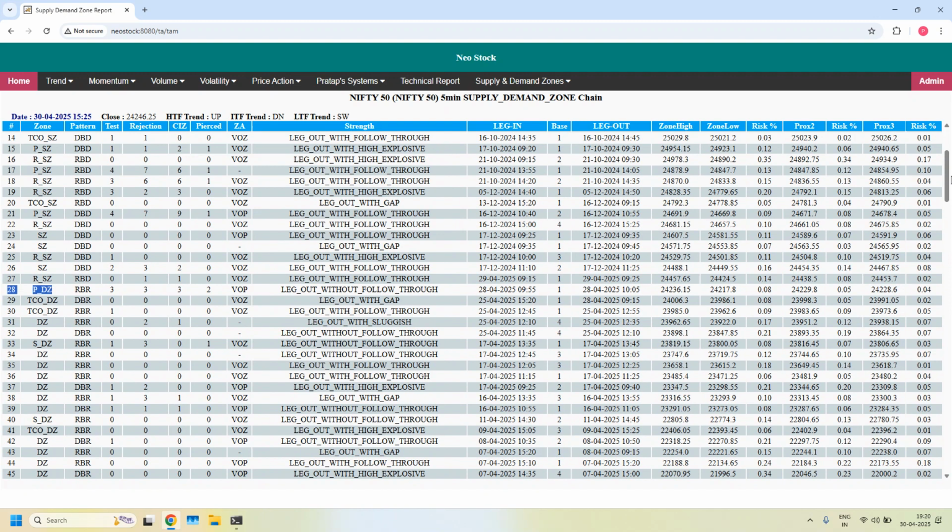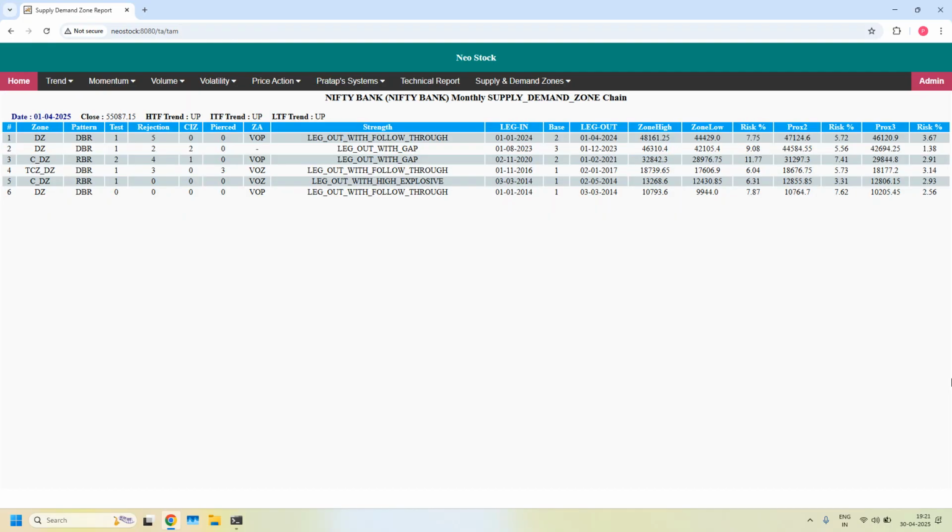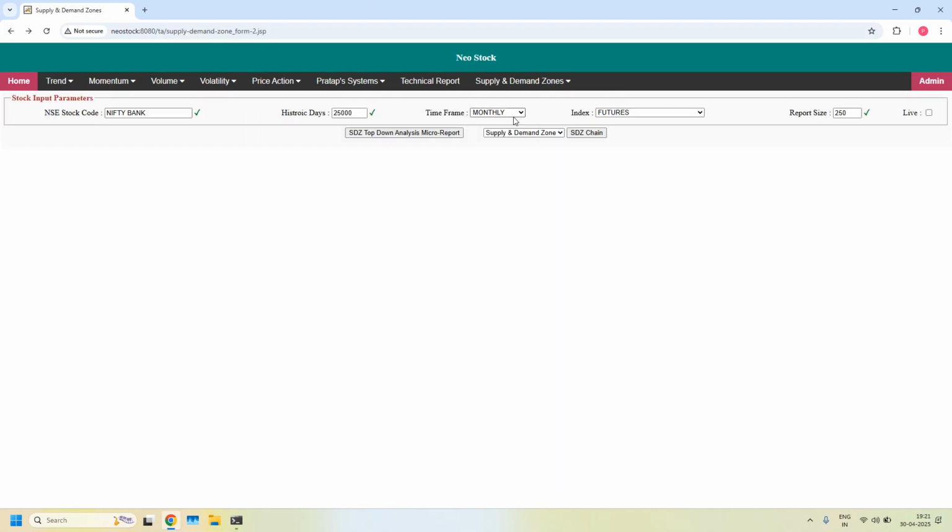Next we will generate a Bank Nifty supply demand zone chain. So I am going back, changing the name to Nifty Bank and generating a monthly supply demand zone chain for Bank Nifty. Next, generating a weekly supply demand zone chain for Bank Nifty.